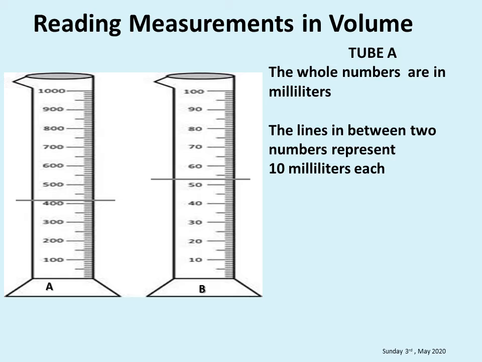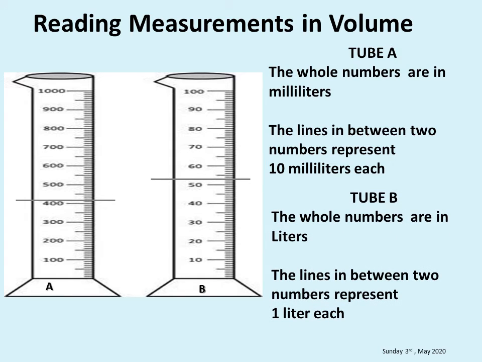Now, the lines in between two numbers, that's the lines in between 100 and 200, 200 and 300, each of those small lines you see, they represent 10 milliliters each. So, let us try to read the measurement that we have on tube A. Tube A has gone past 400, but it's not up to 500 yet. So, how are we going to read the measurements? All right, just a moment.